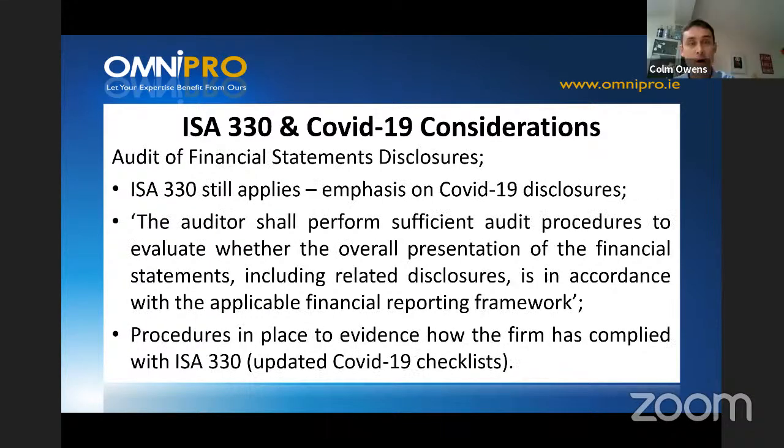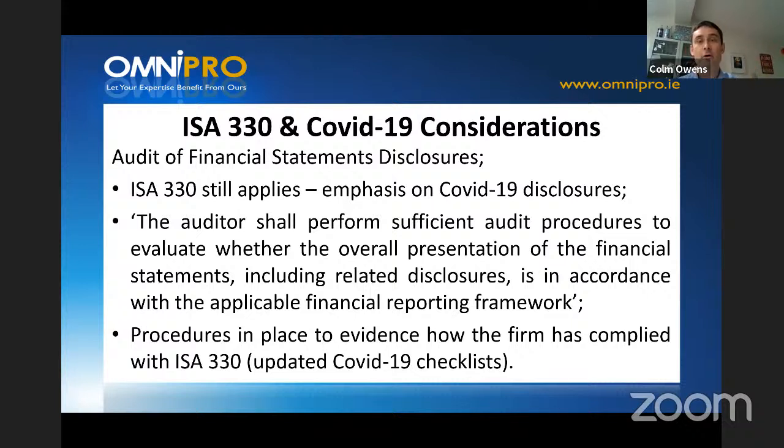On 330, I think we've spoken about this. This is where firms are dinged all the time. And it's where we would pick up checklists, as in, how have you audited the financial statements and the disclosures? 330 still applies. There's going to be a huge emphasis on COVID-19. You've mentioned previously, all the individual ISAs have a big emphasis on disclosures. This all wraps it up into one.